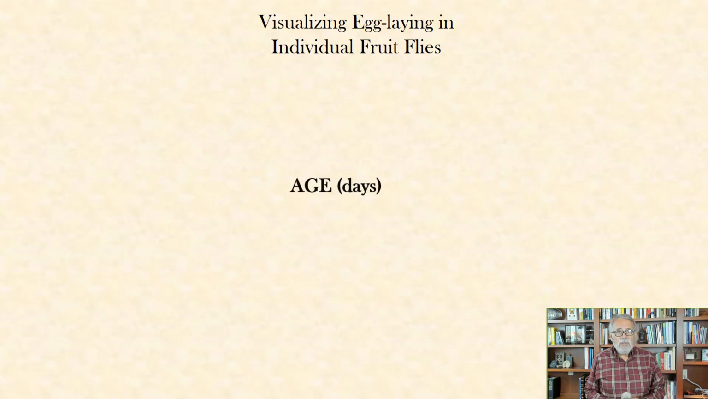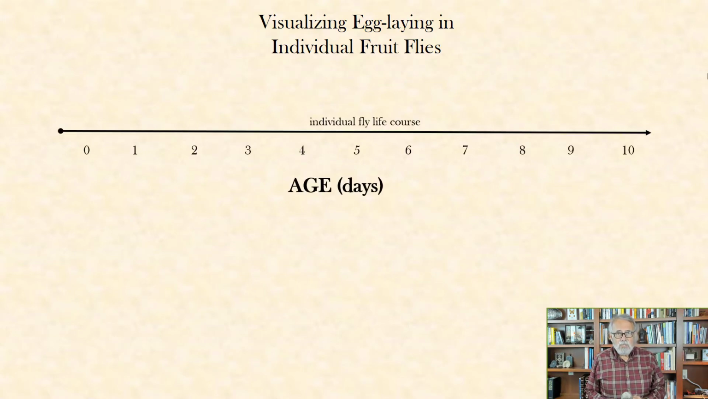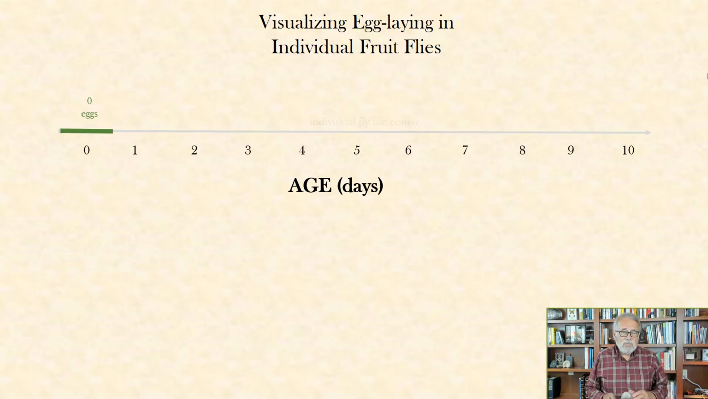Consider a female fly that lives to age 10 days with her life course depicted as a horizontal line divided into segments according to age, and thus the length is proportional to the length of her total lifespan. Each of these age segments is color-coded according to the number of eggs she lays on that day. For example, day 0, she lays 0 eggs, and thus it is color-coded green. The next 2 days she continues to lay 0 eggs. They too are color-coded green.